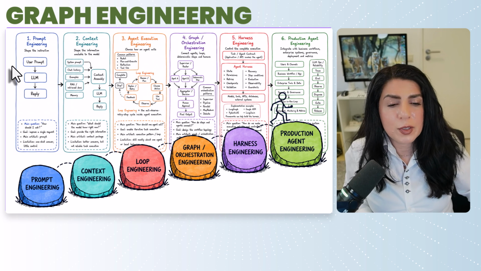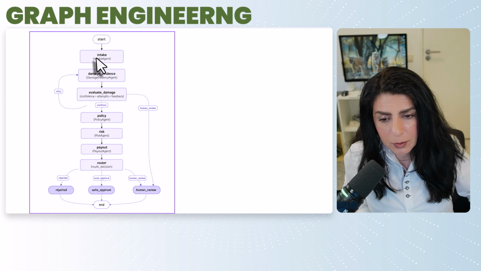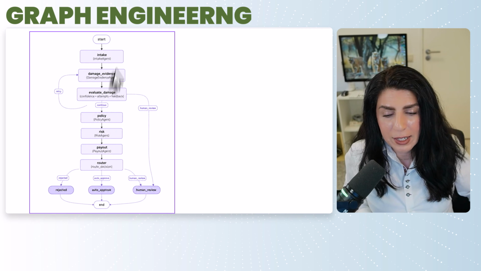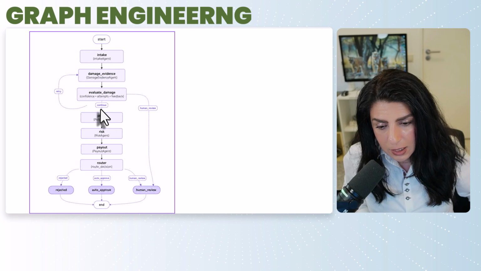So next, we are talking about graph for orchestration engineering. If you remember, I've shown you for the insurance this LangGraph graph. So we have intake, damage, evaluate. Then it continues to policy, risk, payouts, and router. And every time from the evaluate, you get the human review.